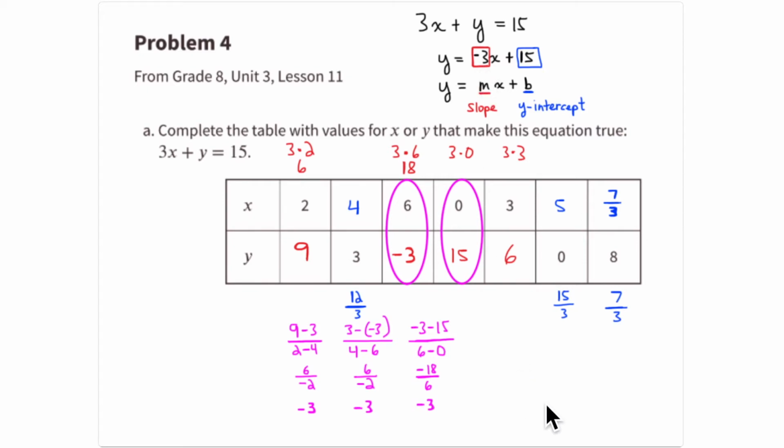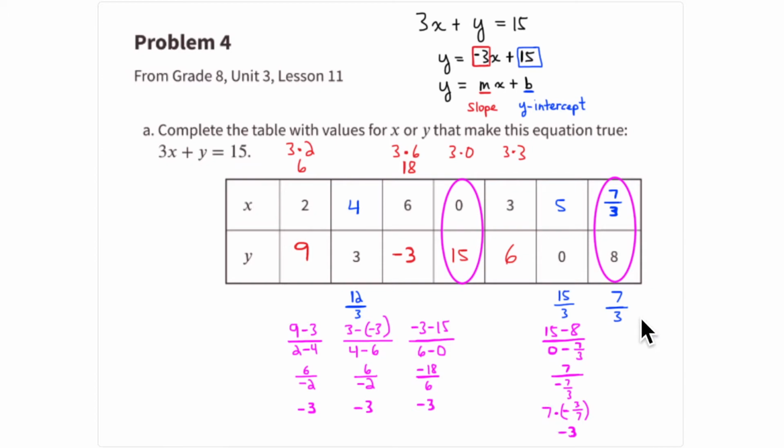Let's try one more time. What if we use this point, (7/3, 8)? So a little bit harder because of this fraction for the x-coordinate. So we're starting here. This is what's being subtracted, this (7/3, 8). This is the x-coordinate, this is the y-coordinate, from this coordinate, this point at (0, 15). So if I start at 8 and I end at 15, that means I gain 7 units in the y direction. So in this triangle, you're going to subtract this 8, and you're going to end up at 7 units.